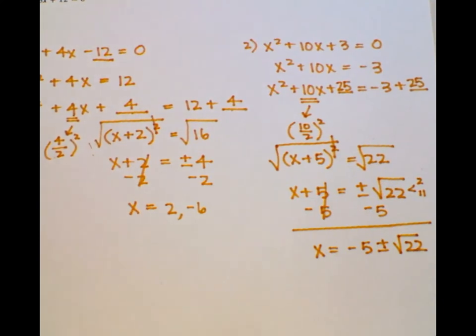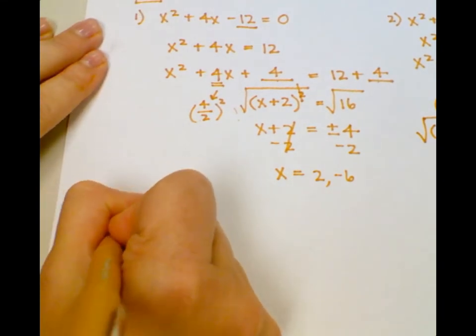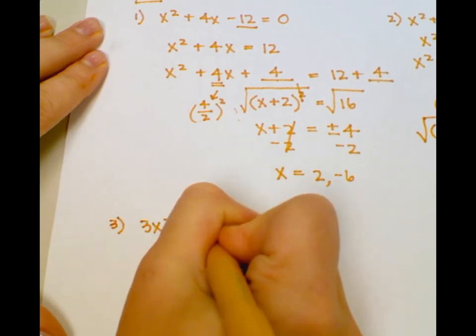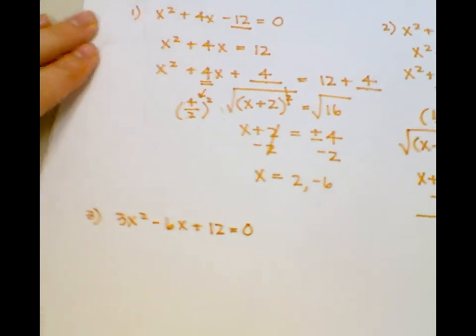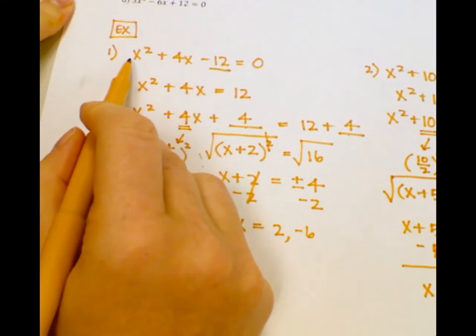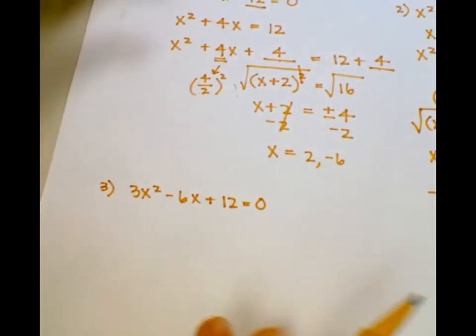What are we thinking? Let's go one more, okay, because this one has a little something different. 3x squared minus 6x plus 12 equals 0. All right, why is this one different? Look up here. Look at your x squared. 1. X squared, 1. Uh-oh, x squared's got a 3.